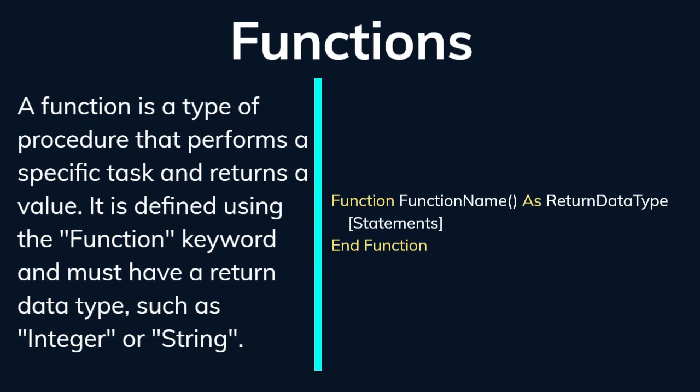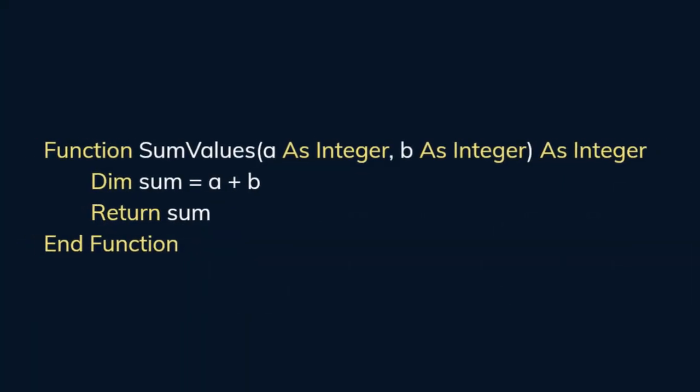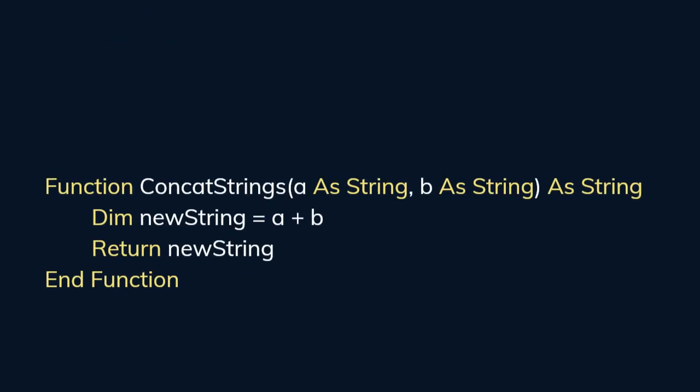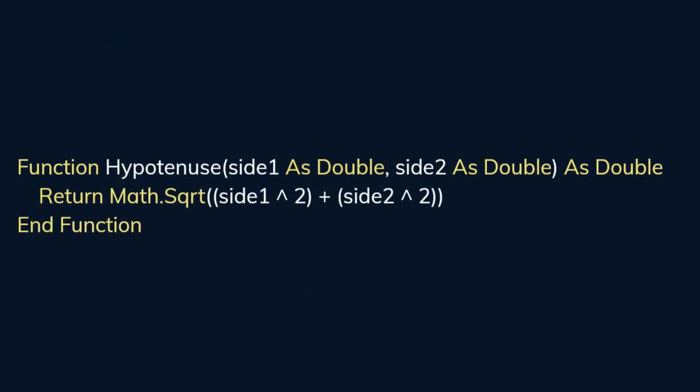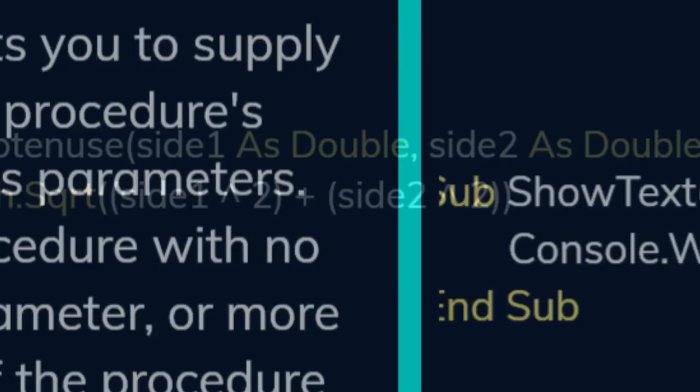Now, what are functions? A function is a type of procedure that performs a specific task and returns a value. It is defined using the Function keyword and must have a return data type, such as Integer or String. Functions can be used to calculate values, concatenate strings, or perform other operations that return a value, which is known as the return value that can be assigned to the calling code.